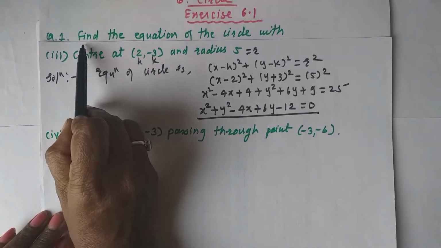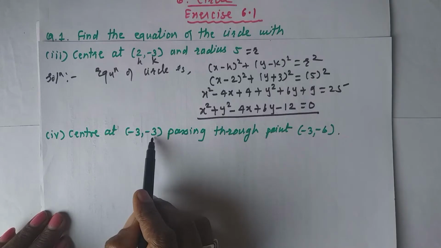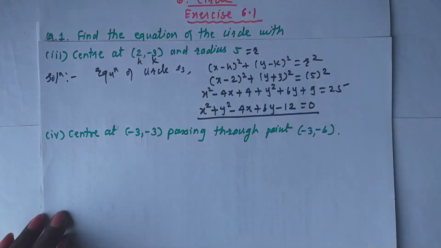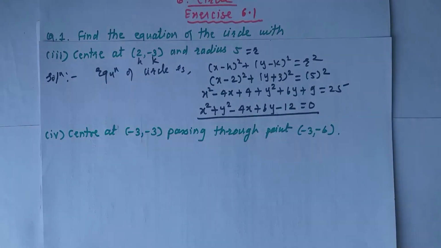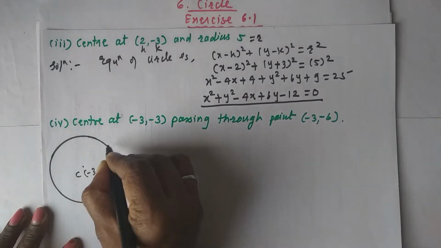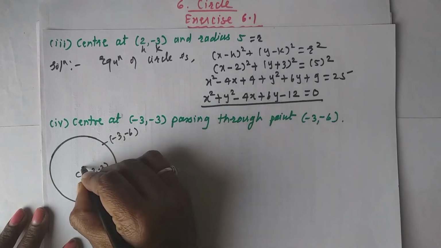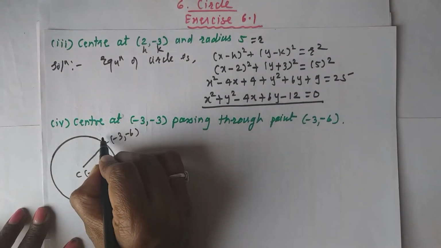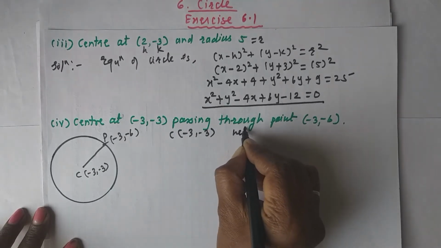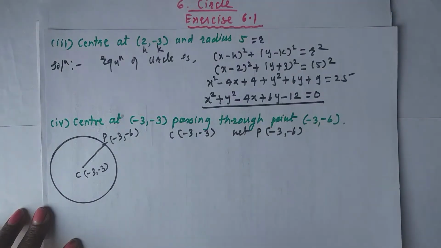Now again, same heading: find the equation of the circle with center at -3 and passing through the point (-3, -6). Now see what this is. Draw a rough diagram here. Here the center is -3 and the circle is passing through the point (-3, -6). Okay. Join this. Suppose this is point P.